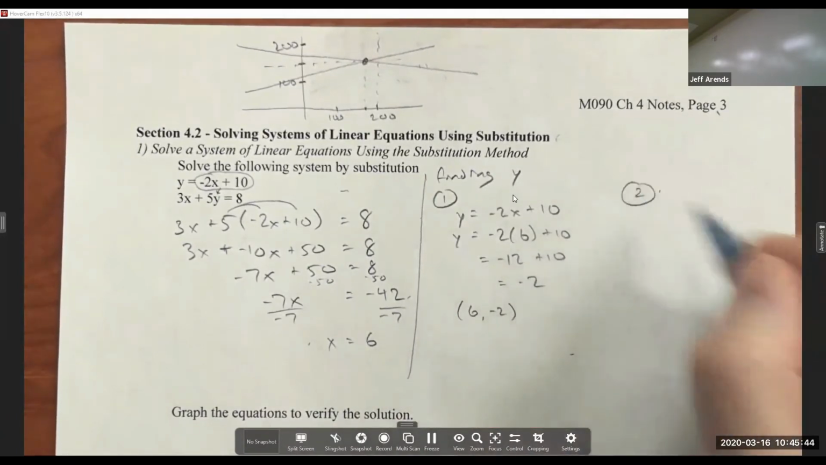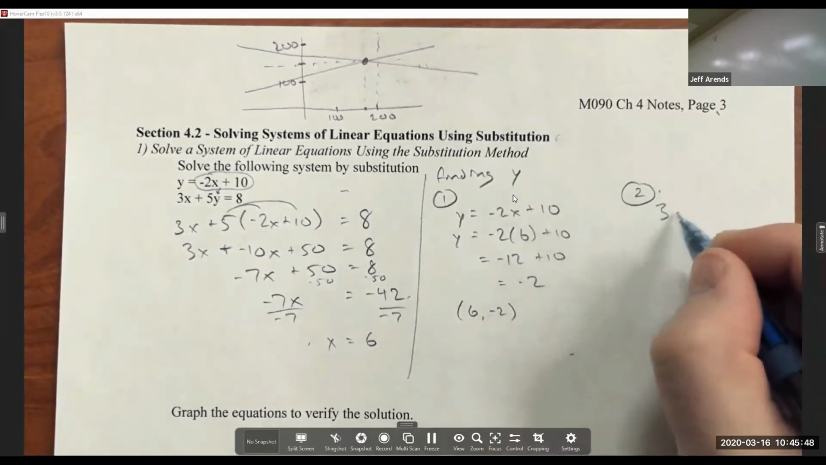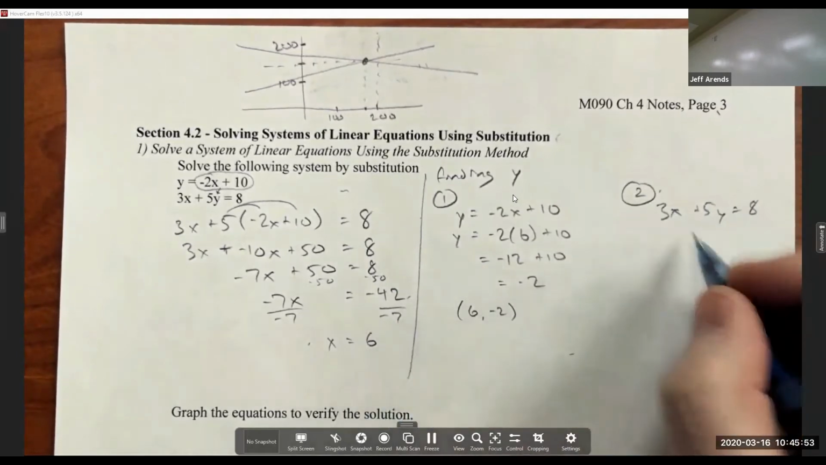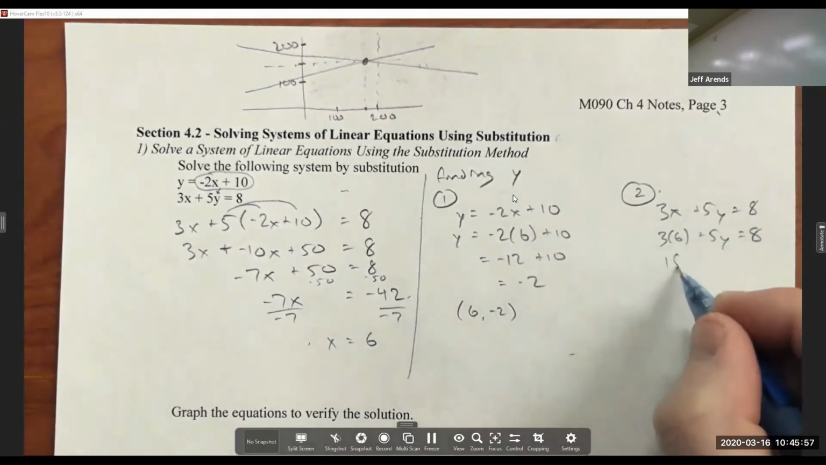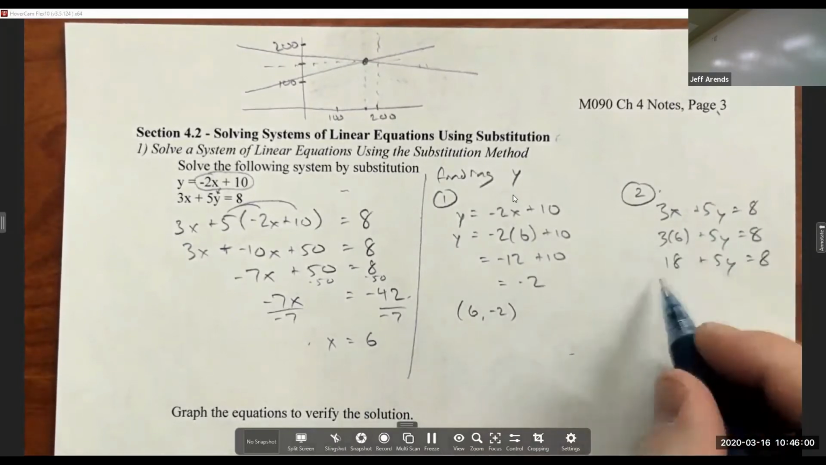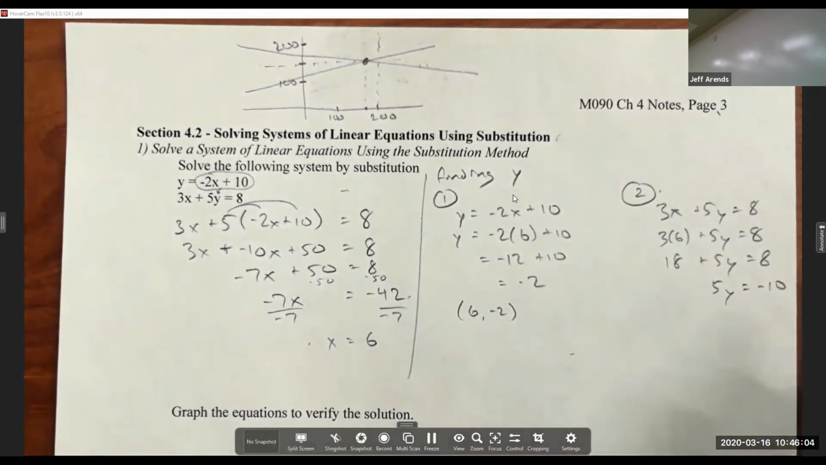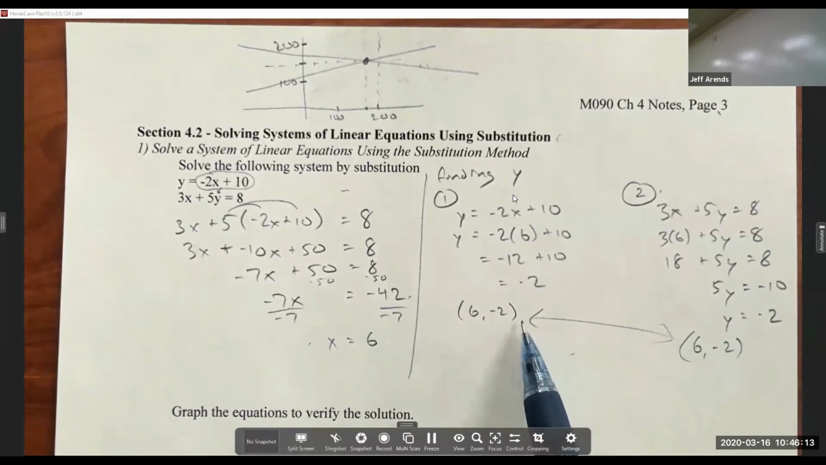All right, let's see what happens when I plug it into the second equation now. 3x plus 5y equals 8. I said x is 6, so I get 3 times 6 plus 5y equals 8. That's 18 plus 5y equals 8. Subtract 18 from both sides, I get 5y equals negative 10. Divide both sides by 5, I get y equals negative 2. So I get the point 6, negative 2. And hey, look at that. The point 6, negative 2 is on both of the lines.